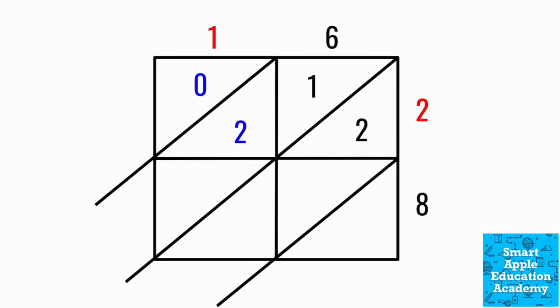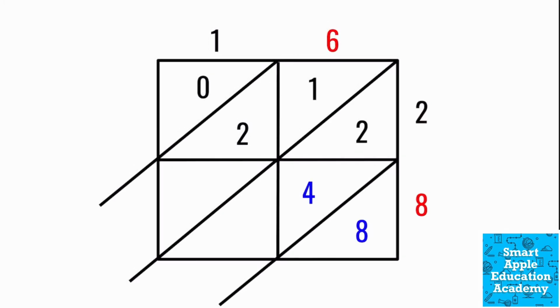Let's move on to the box on the bottom right-hand corner with the sides of 6 and 8. What is 6 times 8? 6 times 8 is 48, so we're going to put down 48 in that box. We're going to put 4 in the first triangle and 8 in the second triangle. So this box is filled up.